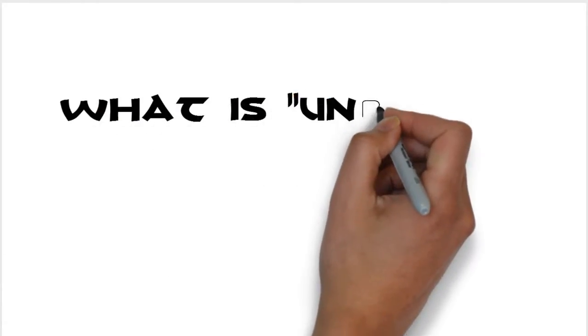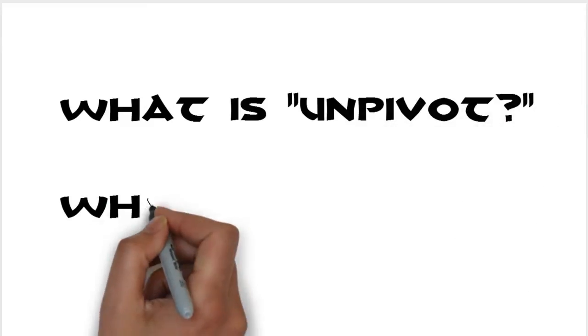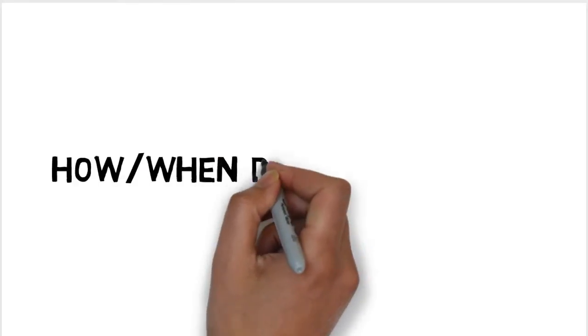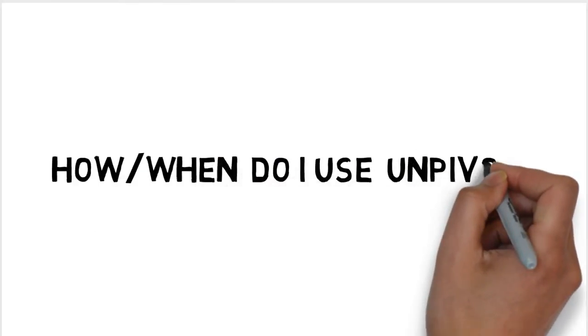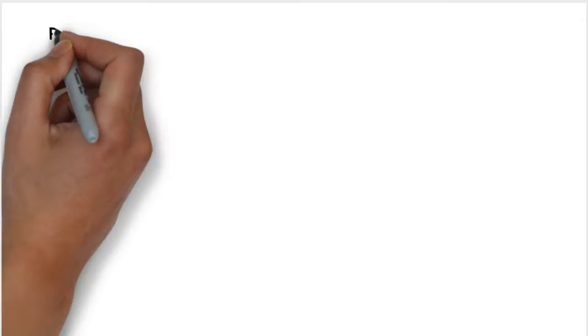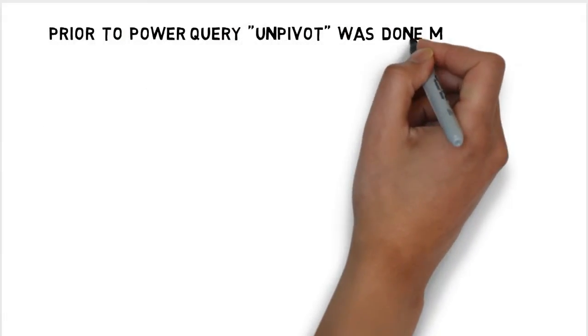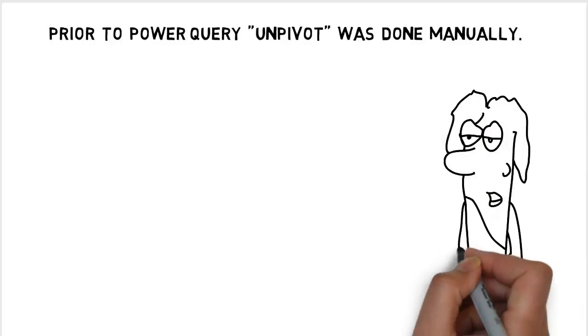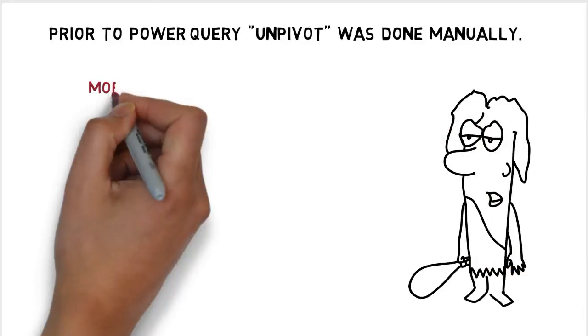So what is Unpivot? That's one of the big questions. Why do I care about it? You will if you're handling data. And how and when do I use it? That's actually fairly important. So if you didn't have Power Query and Pivot in Excel, of course you had to do it manually, and that was a brute force job, and we've done it and we hate it.